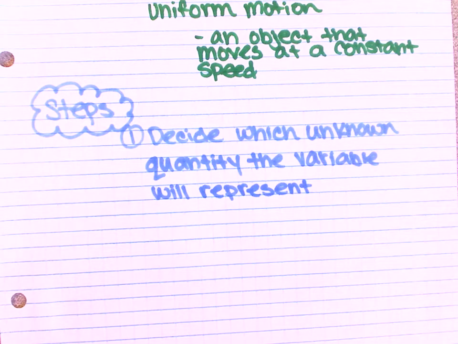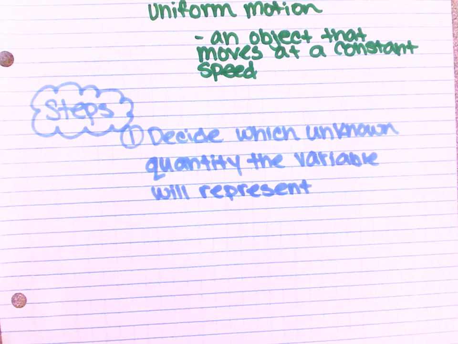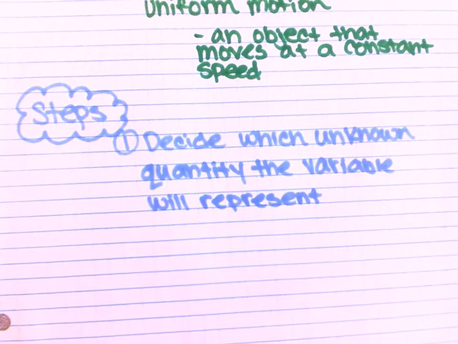So while you're writing that, you'll look at the word problem. You'll decide, what are they asking me? What am I looking for? Am I looking for miles? Am I looking for seconds? Am I looking for kilometers, right? And you give that a variable. Easy, we know that. Decide which unknown quantity the variable will represent. Okay? Step 2.